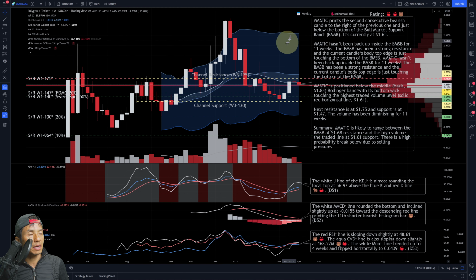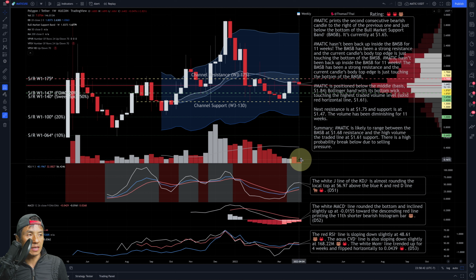The Bollinger band top right here is roughly 264, and the bottom right here is 104, and the middle or the base of the Bollinger band is right here, roughly 183, and the current candle is just below the middle basis line, which is also shared with the bull market support band.